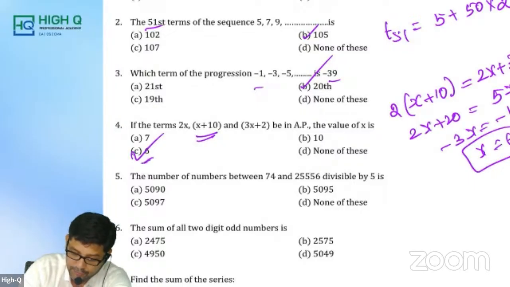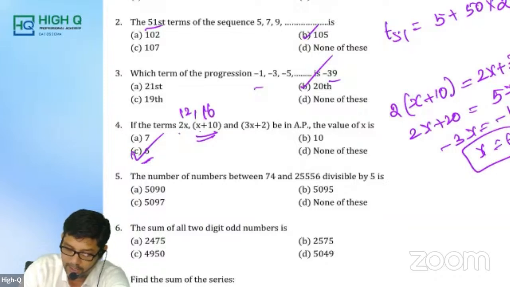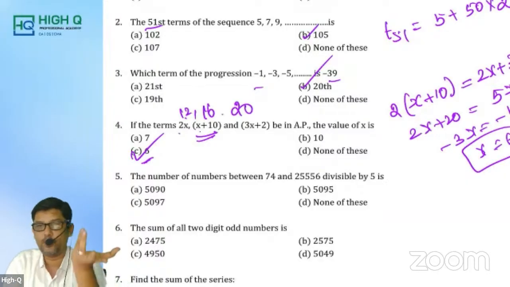We'll substitute. For example, 6 you are substituting. 2 6s are 12, 12 plus 4 is 16. 3 6s are 18, 18 plus 2 is 20. 12, 16, 20. Yes, sir, it is in AP, sir. This way also you can find out.